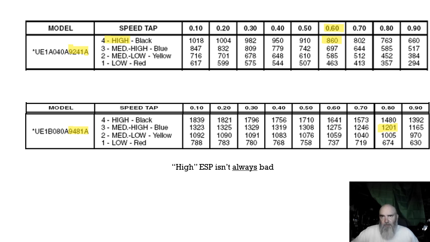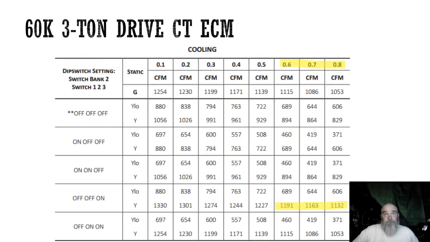So the moral of the story is high external static pressure isn't always bad. We have to look it up. There are some things that we can compare to and say typically, but typically isn't precision. Right, and that's what we're looking for. We're looking for actual numbers. No ballpark, let's do math.